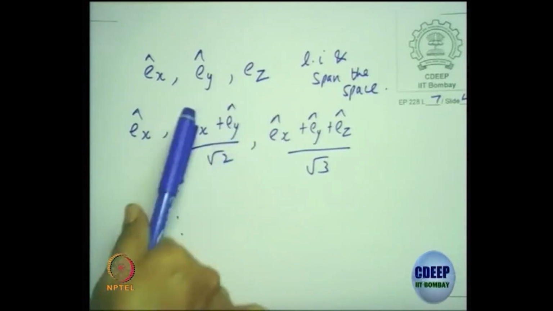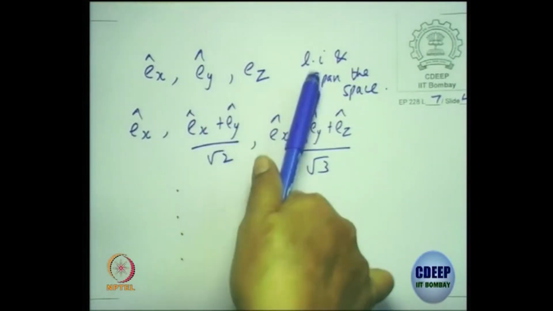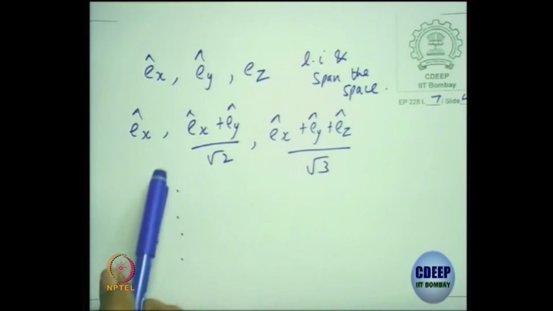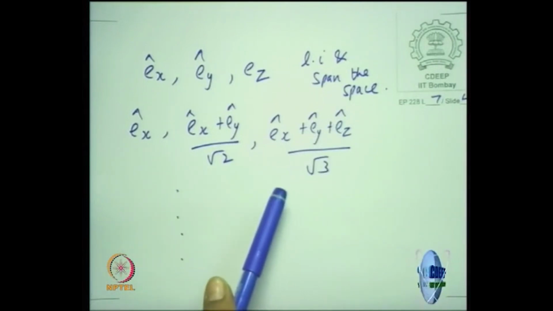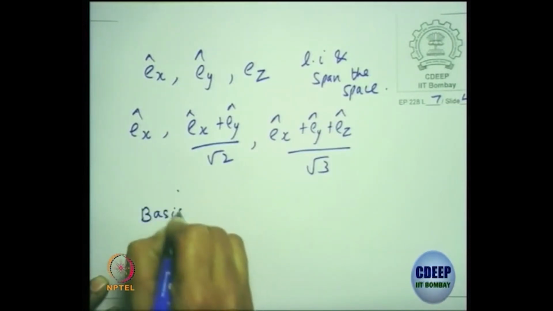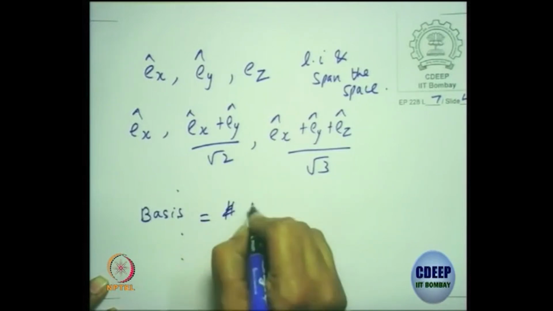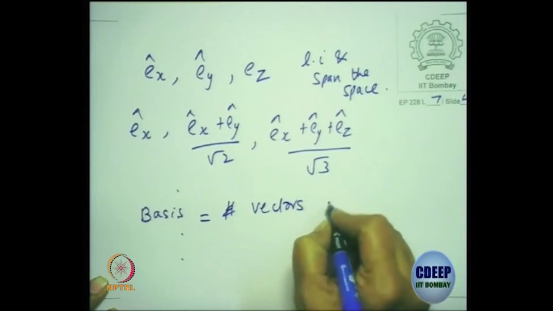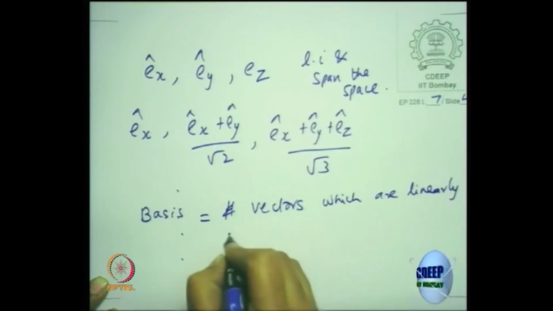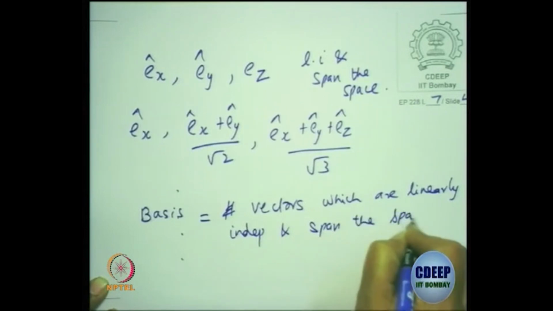The number of states which are linearly independent and spanning the space is always the same, right? So a basis set is actually vectors which are linearly independent and span the space. Basis set.